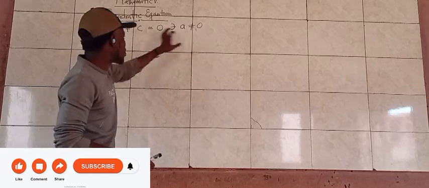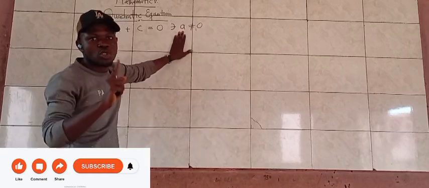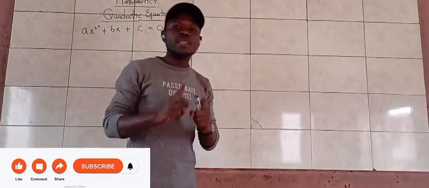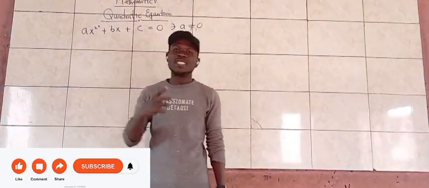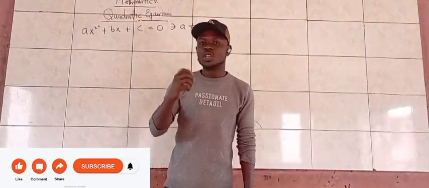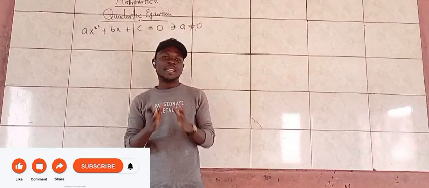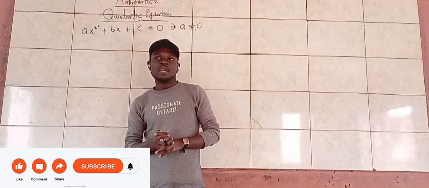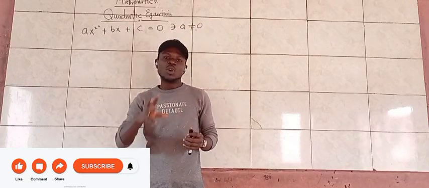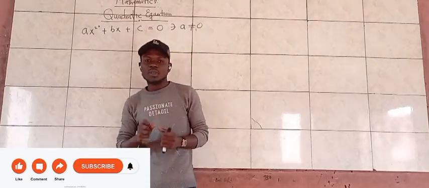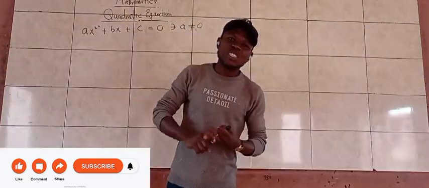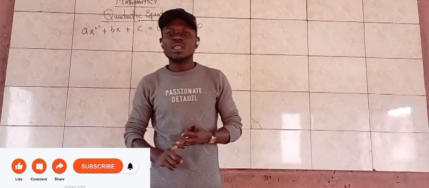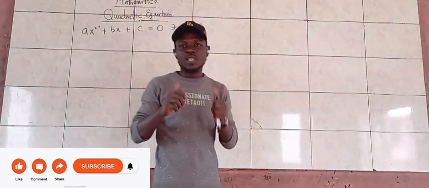And the coefficient of x squared, which is a, must not be equal to 0. The reason being that the moment a becomes 0, that equation ceases to be a quadratic equation. It then becomes a linear equation. There are at least the first 5 equations that can be gotten from a polynomial: first is the linear, second is the quadratic, third is the cubic, fourth is the quartic, and the fifth is the quintic.